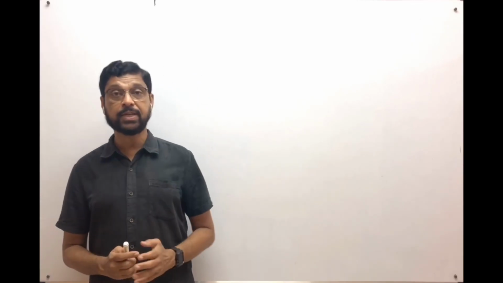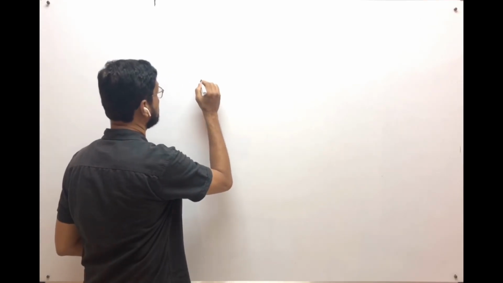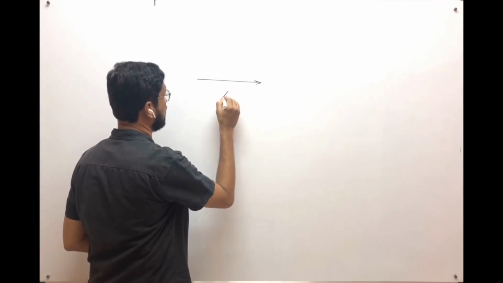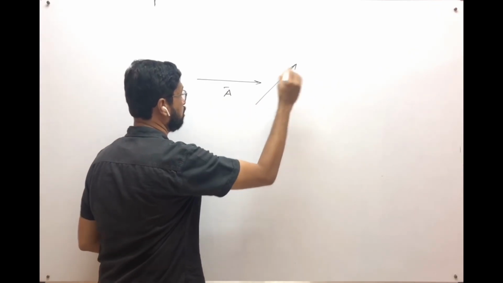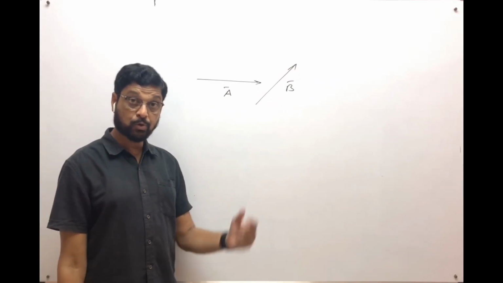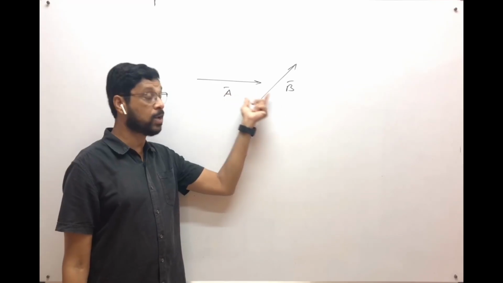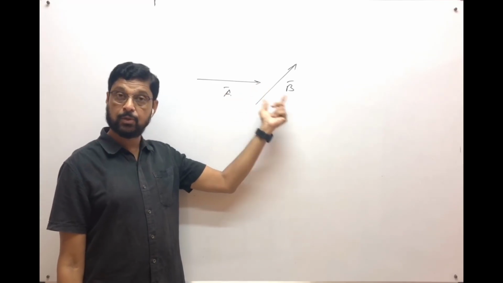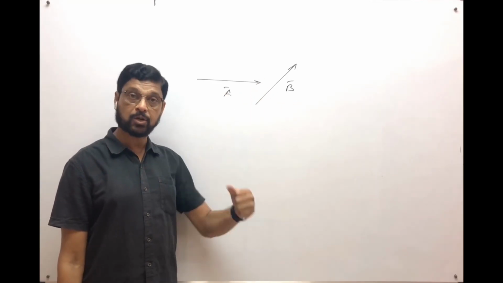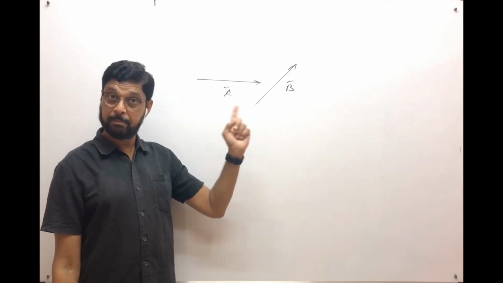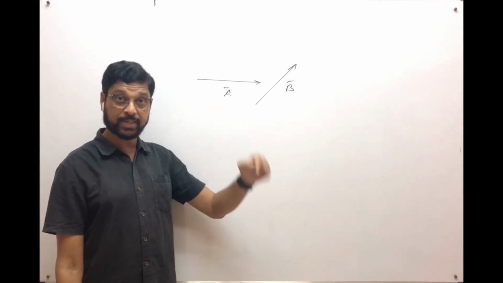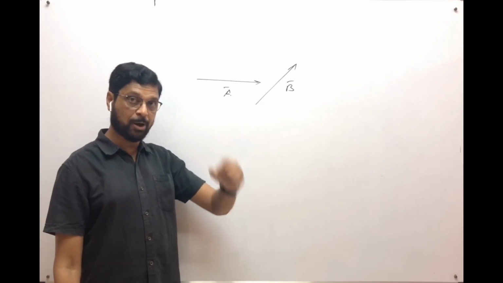What is the definition of dot product? डॉट प्रोडक्ट की डेफिनेशन क्या है फिर? Suppose this is a vector A and this is a vector B. You want to find out the dot product of these two vectors. इन दो vectors का आपको क्या चाहिए? Dot product चाहिए. So first of all, you should know the angle between those two vectors. उन दो vectors के बीच का आपको angle मालूम होना चाहिए.